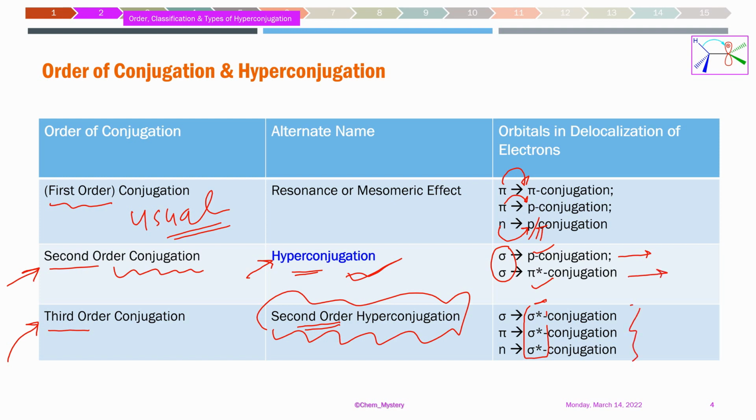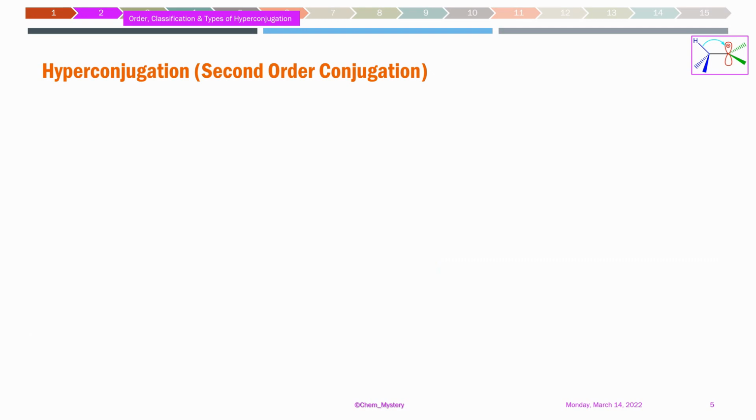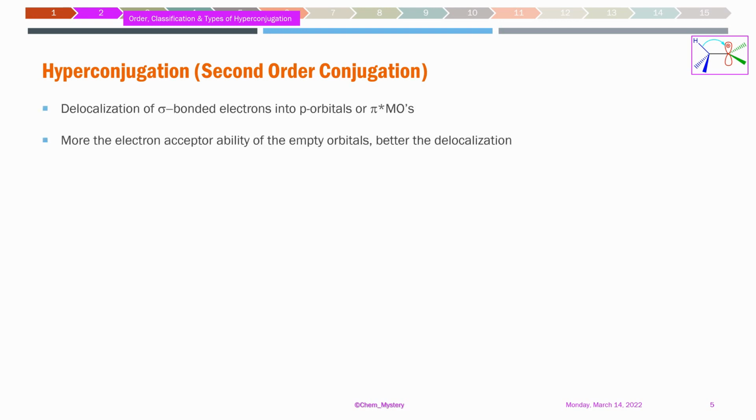Then here we have got what we are understanding as second order conjugation. Hyperconjugation we have been seeing in the introduction, where the sigma bonded electrons which are present are going to be delocalized into the p orbital or pi star molecular orbital. When sigma bonded electrons are being delocalized, this is going to be the second order conjugation or hyperconjugation.